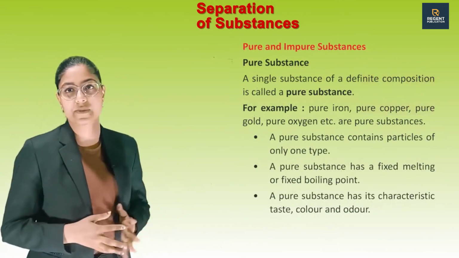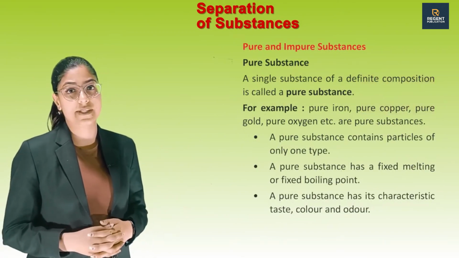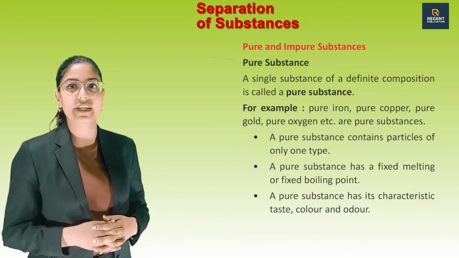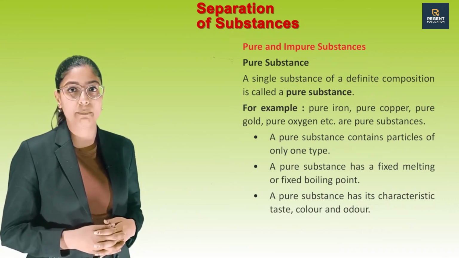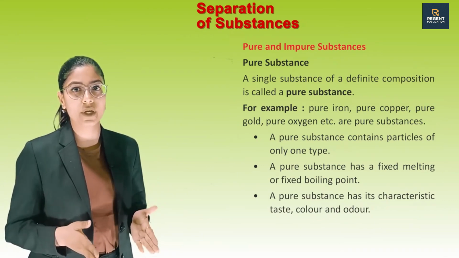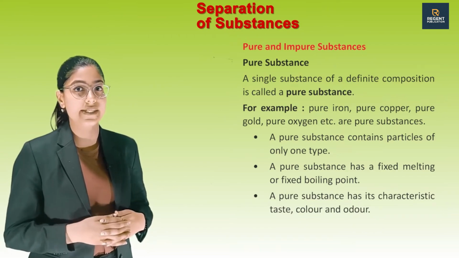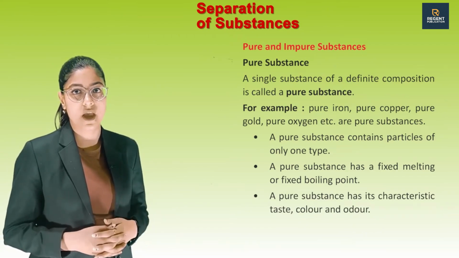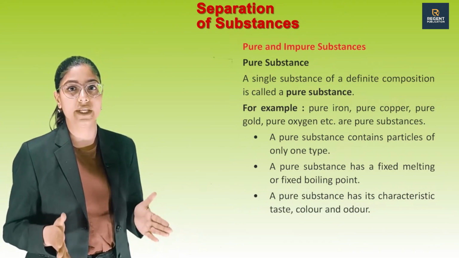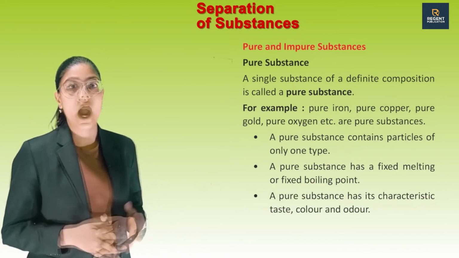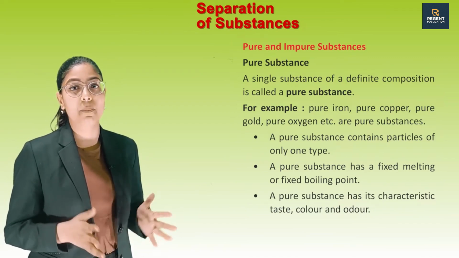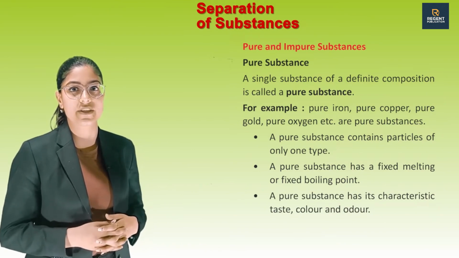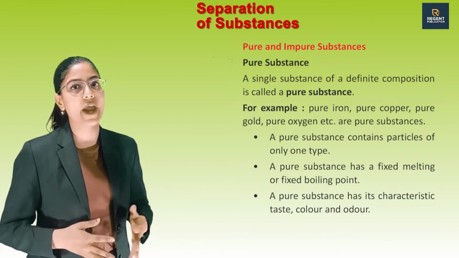Pure and impure substances. Pure substances. A single substance of a definite composition is called a pure substance. For example, pure iron, pure copper, pure gold, pure oxygen, etc. are pure substances. A pure substance contains particles of only one type. A pure substance has a fixed melting or fixed boiling point. A pure substance has its own characteristic taste, color and odor.